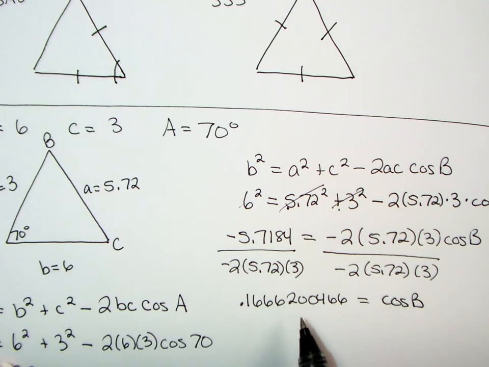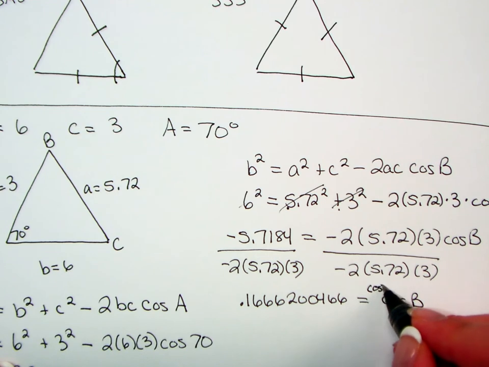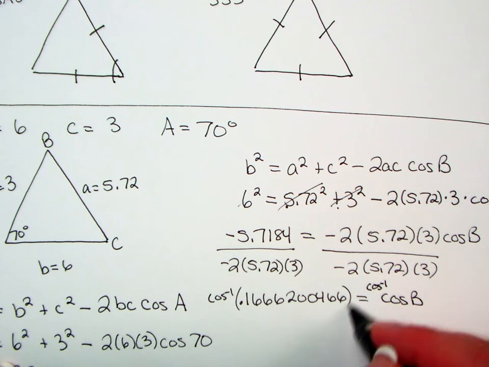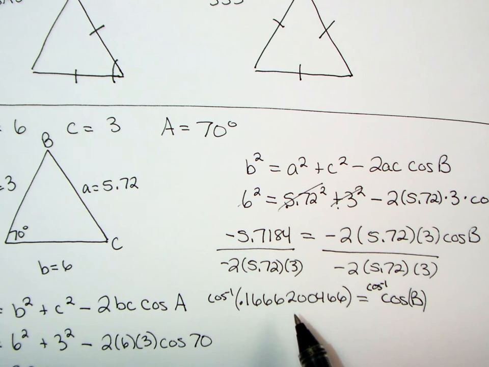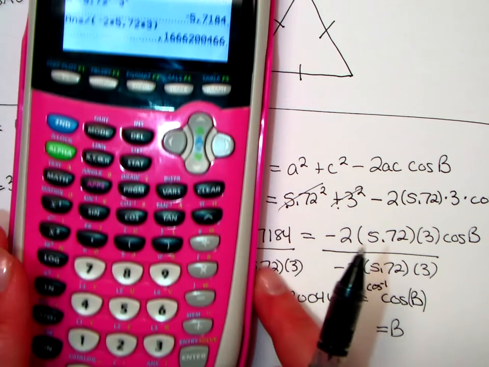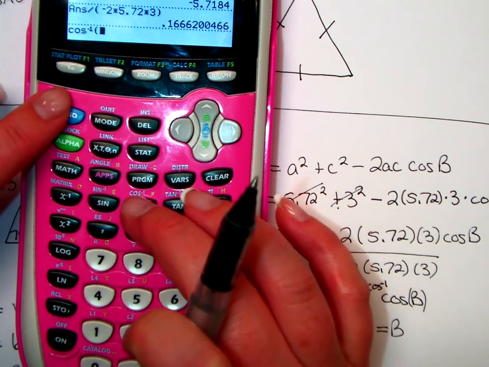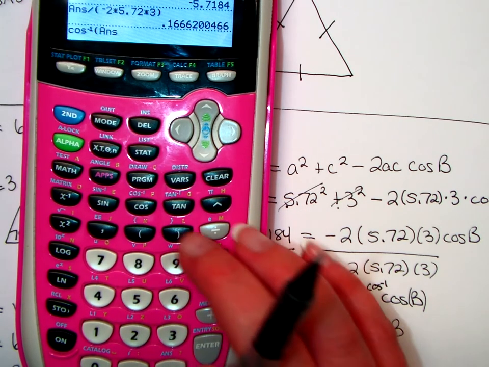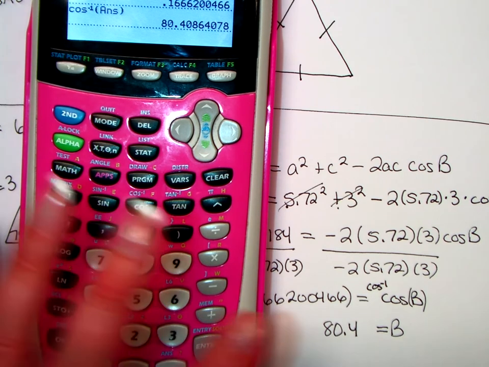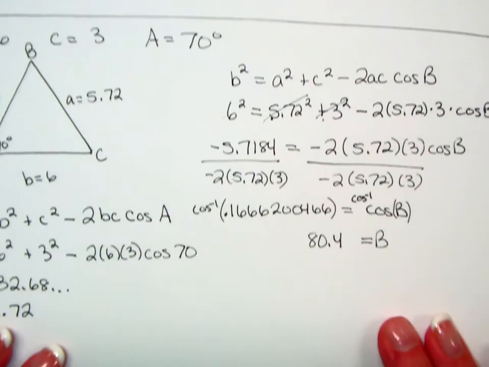Is this in the domain of cosine inverse? Right? To solve for angle B, we need a cosine inverse, both sides. So the domain of cosine inverse is also negative 1 to 1 because it's the amplitude of cosine. So this works, right? So in order to find angle B, I'm going to cosine inverse this decimal. So back to the calculator again. Cosine inverse, second answer, is going to give an angle of 80.4.